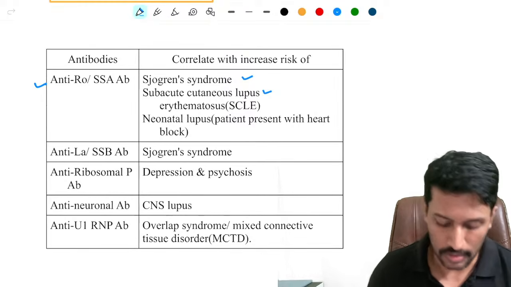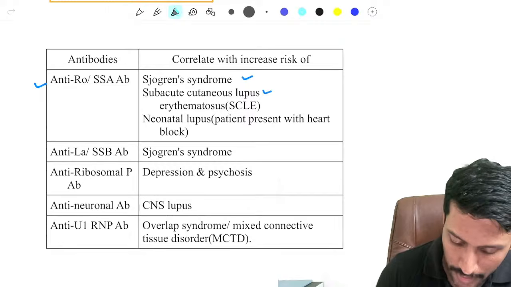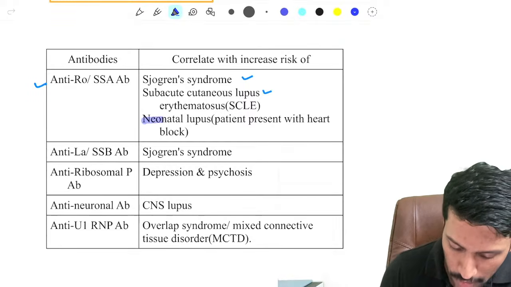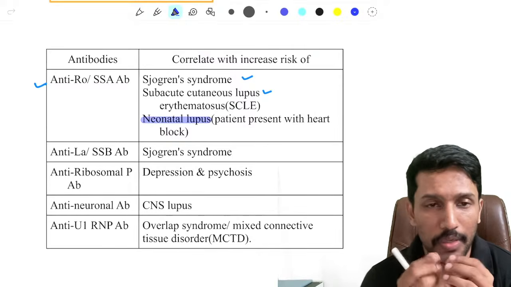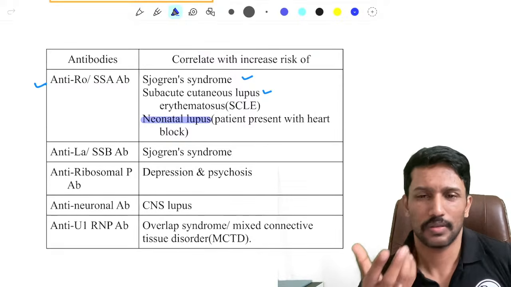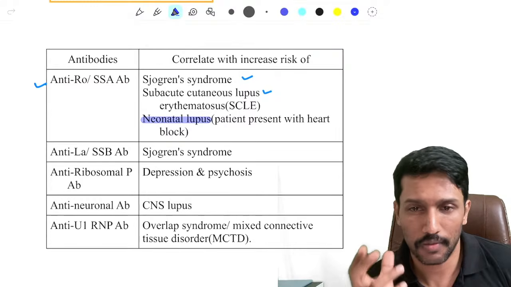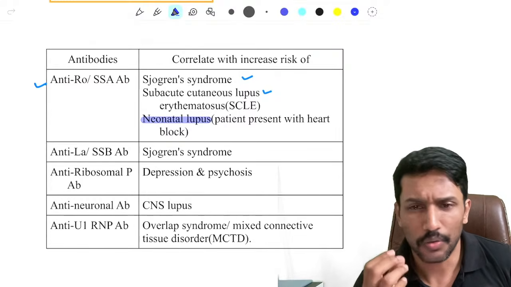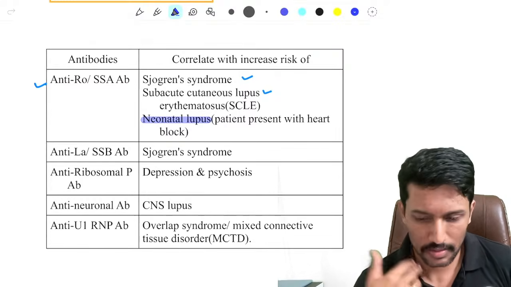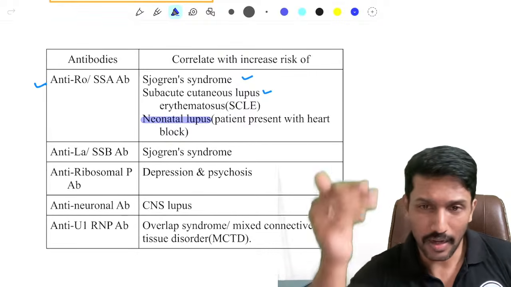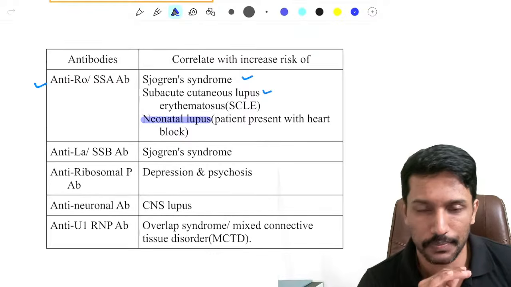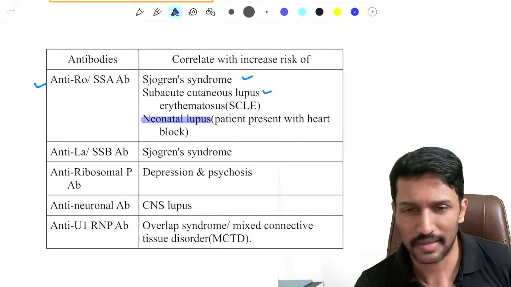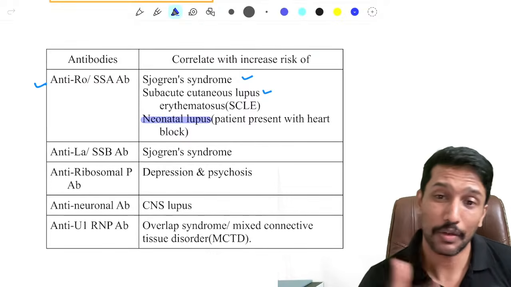And the most important thing here is that this anti-Rho antibody correlates with the risk of developing neonatal lupus, a very, very important MCQ point. What does that mean? We know that SLE is more common in the reproductive age group. So let us say a 22, 23-year-old female has SLE, she becomes pregnant, and when we get her antibody profile done, I find this antibody, anti-Rho antibody, is positive. ANA should be positive, anti-dsDNA will also be positive, and anti-Rho is also positive.